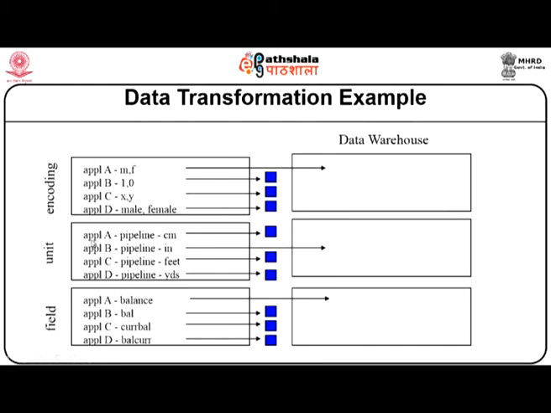And if we consider a unit for application A, a pipeline measured in centimeters, and with a different application the same pipeline is measured in inches, something else in feet, something in yards, I will try to convert that information into, say, inches, which I later benchmark. The third one is on the field, where I will have balance, current balance, balance current, whatever it could be, and I mention it as balance. So, I transform into a common definition, I make this a standard for working on a data warehouse.